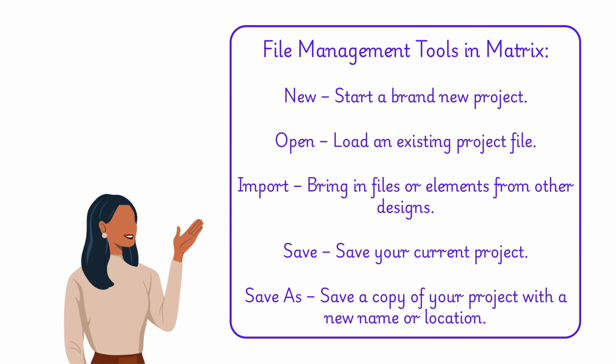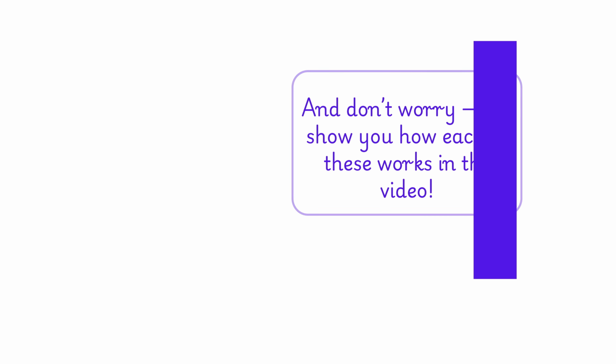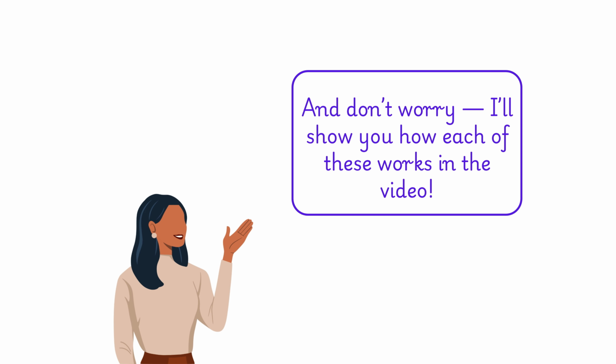File management tools in Matrix. New: start a brand new project. Open: load an existing project file. Import: bring in files or elements from other designs. Save: save your current project. Save as: save a copy of your project with a new name or location. And don't worry, I'll show you how each of these works in the video.